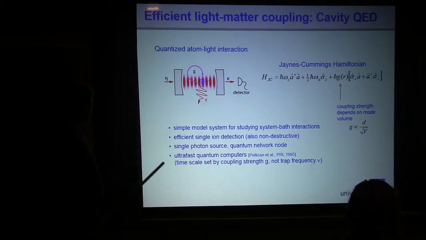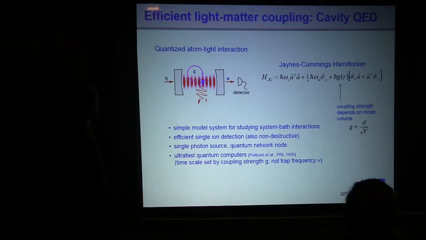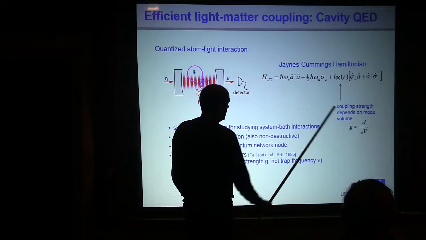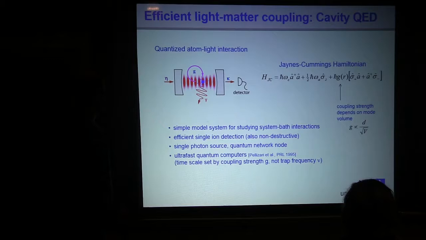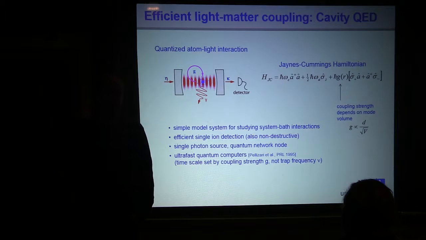Nevertheless, the other thing that we want to have large is g. This coherent coupling strength, which is basically the dipole moment of the atomic transition times the electric field of a single photon inside the cavity. And this scales like the dipole moment divided by the square root of the mode volume of the cavity. So you see from this immediately, the dipole moment is basically given by the atomic structure. The only handle that we have is on the mode volume of the cavity, which means we have to build cavities with a small mode volume in order to get this coherent coupling strength up.